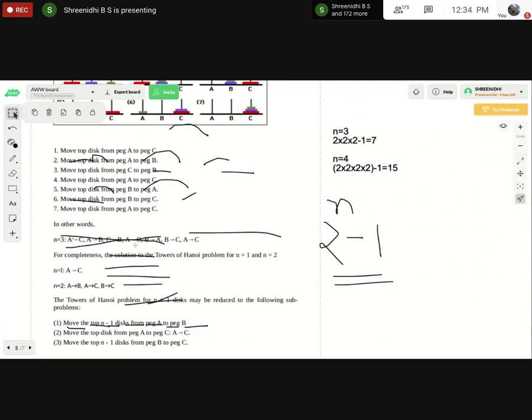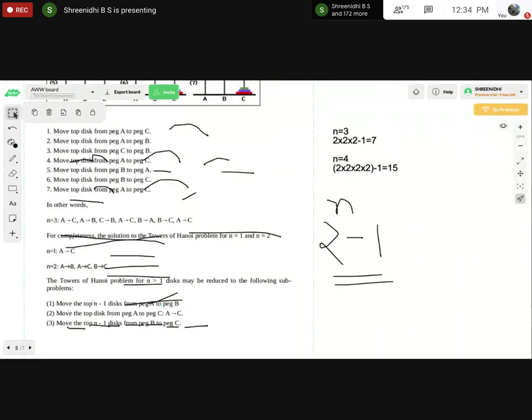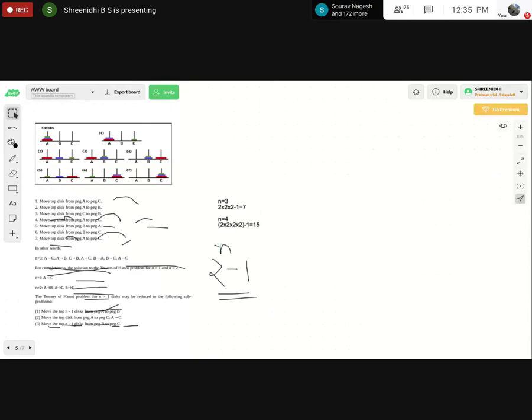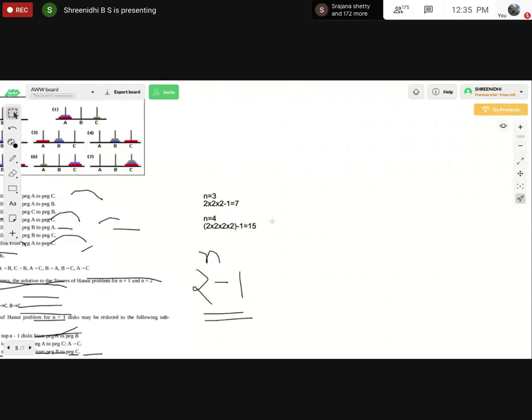This is the procedure you need to write. Always, n minus 1 disks will be moved from A to B, the top disk will be moved from A to C, and n minus 1 disks from B to C. So this is your Tower of Hanoi. Any doubts in this logic? Everyone understood? I want the reply. Yes or no?